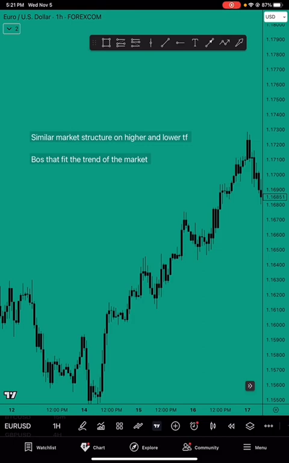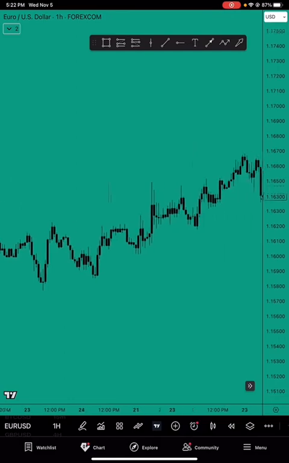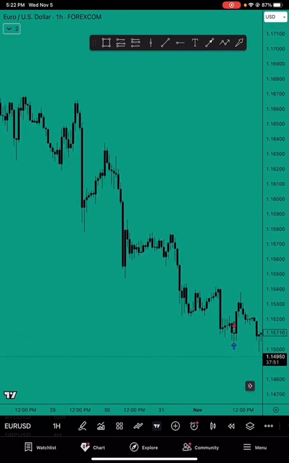Like market structure. If price is making higher highs and higher lows on a higher time frame, you want to see price make those same higher highs and higher lows on the shorter time frame, and then you want to enter on the break of structure that fits the trend of the market on that 5-minute or that 15-minute or however you trade. You want to do the same thing when it comes to a downtrend.